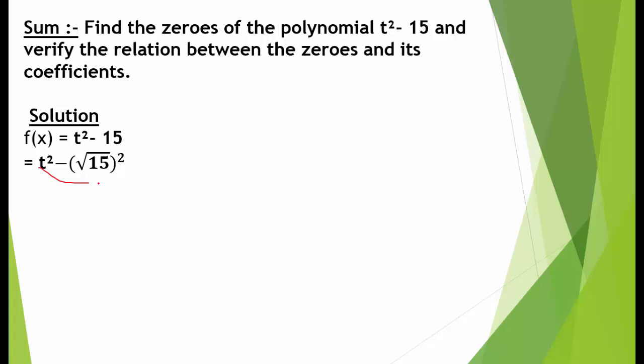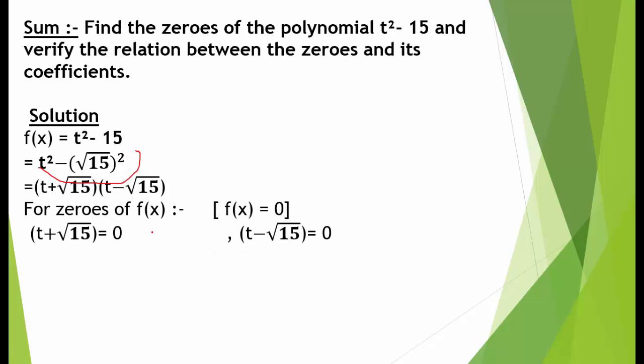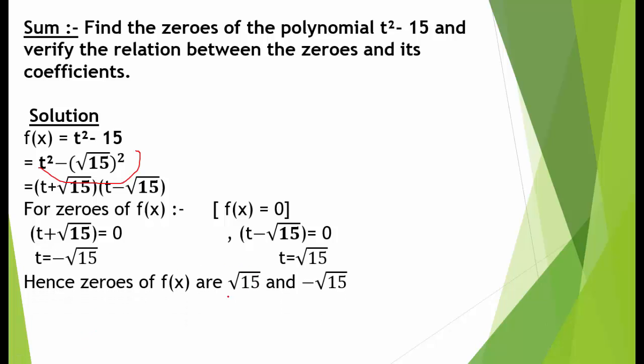This can be written as this, and this is our identity a square minus b square, which is a plus b into a minus b. This can be written as a plus b, that is t plus root 15 into t minus root 15. Now to find the zeros of polynomial, we will put this equals 0, and then either this will be 0 or this will be 0. Now for zeros, f(x) equals 0, and either t plus root 15 is 0 or t minus root 15 is 0. Then we have two zeros: root 15 and minus root 15.